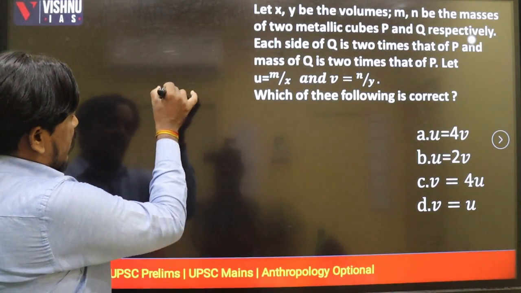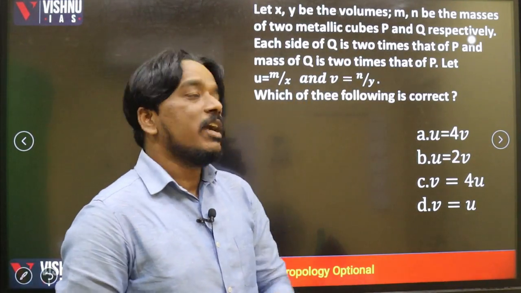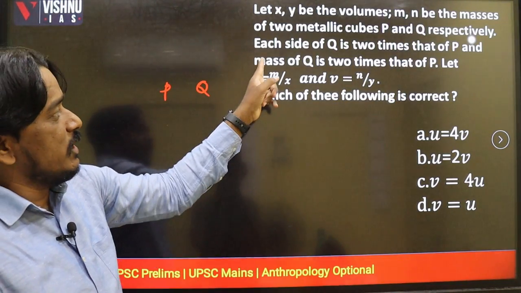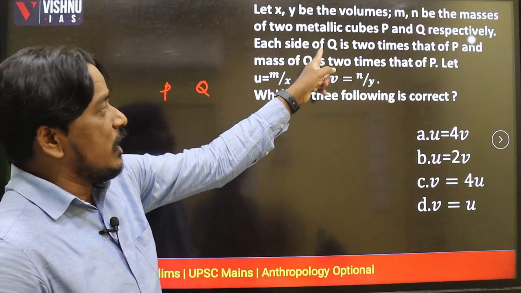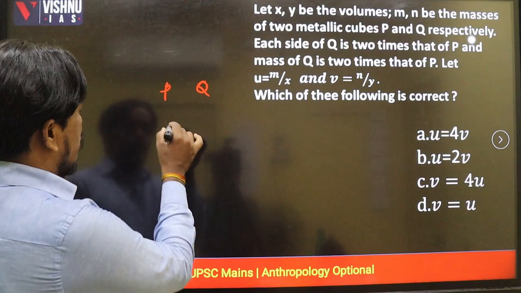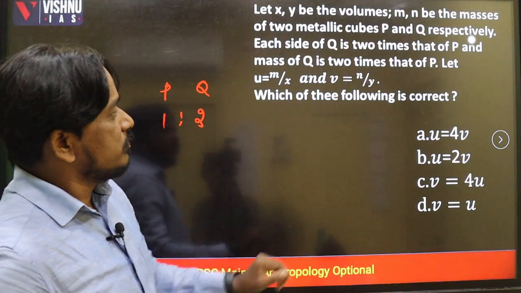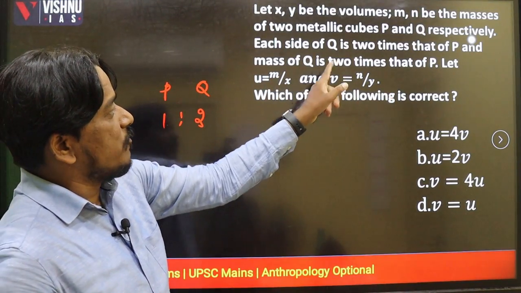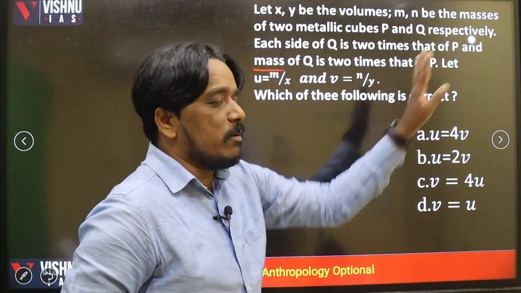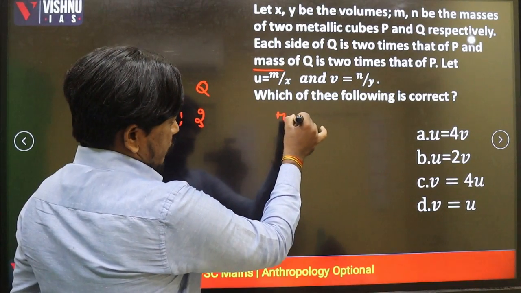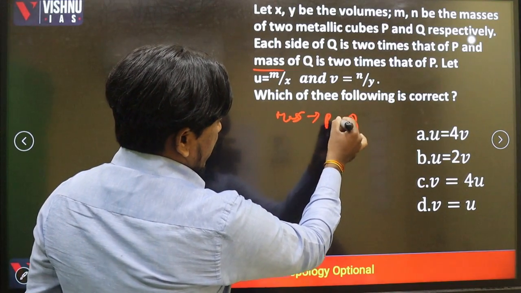Let x, y be the values and m, n be the masses of two metallic cubes P and Q. These two metallic cubes have different values x and y and masses m and n. Each side of Q is 2 times that of P. If you observe, P is 1 time, so Q is 2 times. The mass of Q is also 2 times that of P.